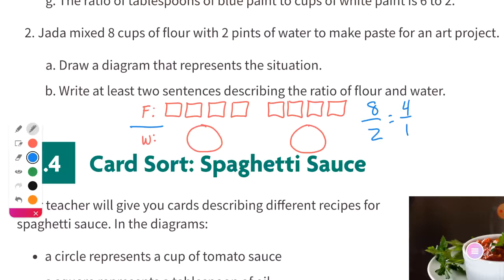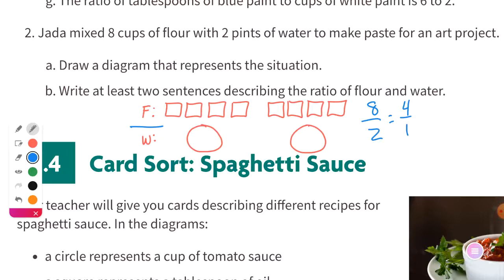Wait, is that a sentence? Is what a sentence? Diagram? The diagram is not a sentence, no. No, like the word, the numbers. Numbers are not a sentence, but you can say the ratio of flour to water is 4 cups of flour to 1 pint of water.